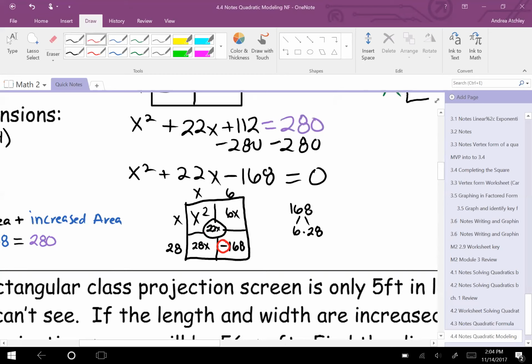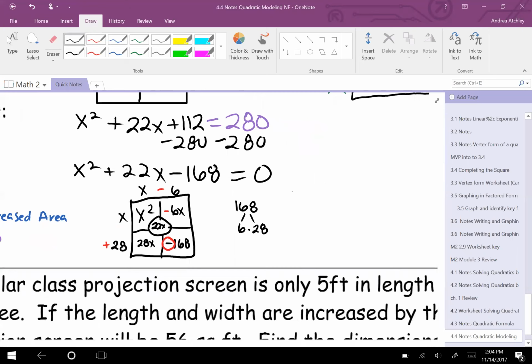Yes, I do. Which one needs to be negative? The 6 or the 28? 6 is negative and the 28 is positive. Okay. So from there, I have my factors. X plus 28 equals 0, and then x minus 6 equals 0. So this gives me x equals negative 28. This gives me x equals 6.